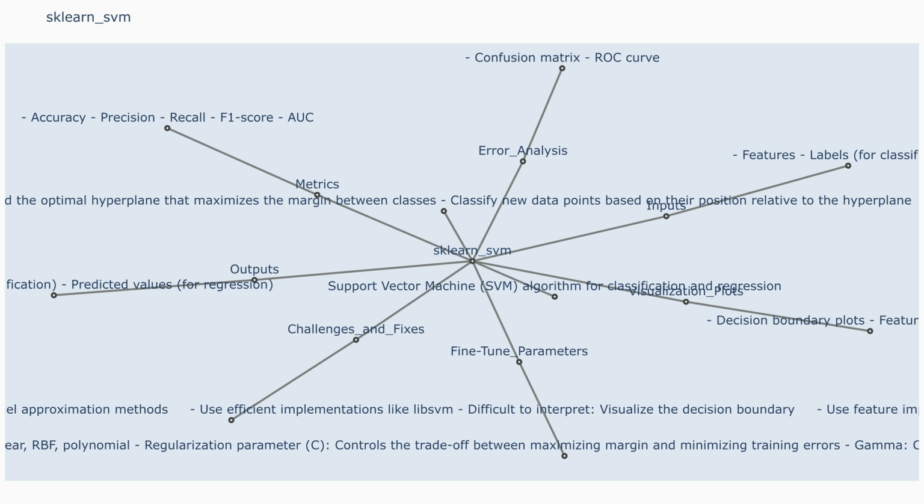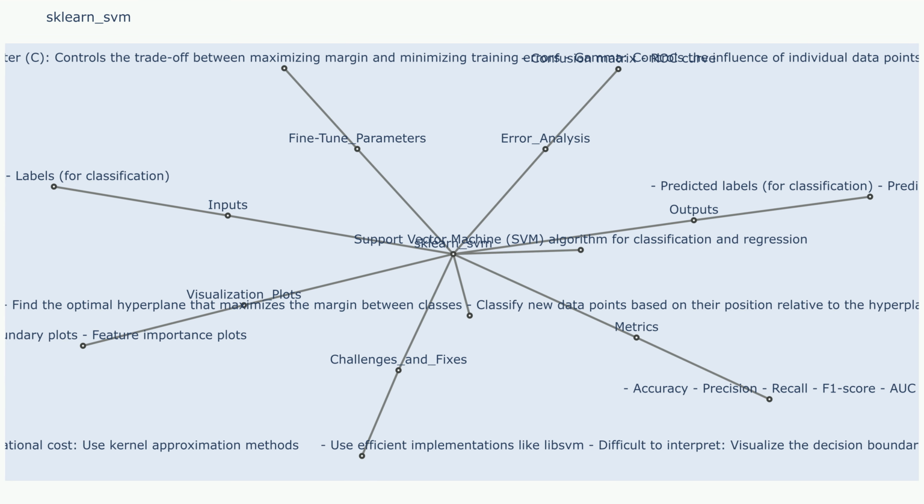Support vector machines. SVMs are powerful supervised learning algorithms used for both classification and regression tasks. They are known for their ability to find optimal hyperplanes that separate different classes or predict continuous values. The core principle is to find a decision boundary hyperplane that maximizes the margin between data points of different classes.